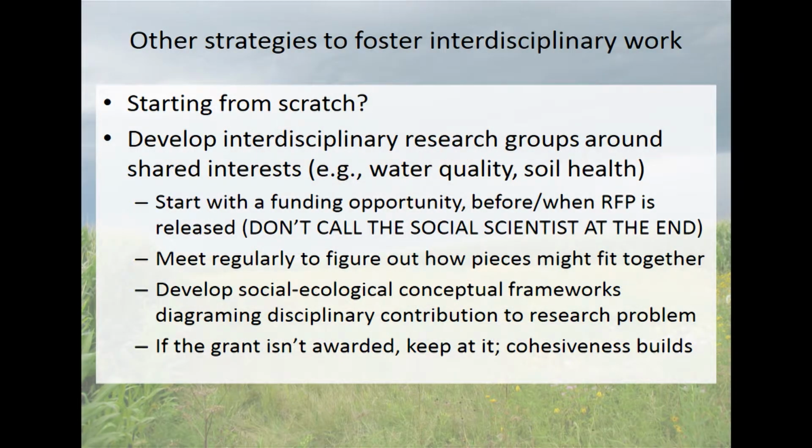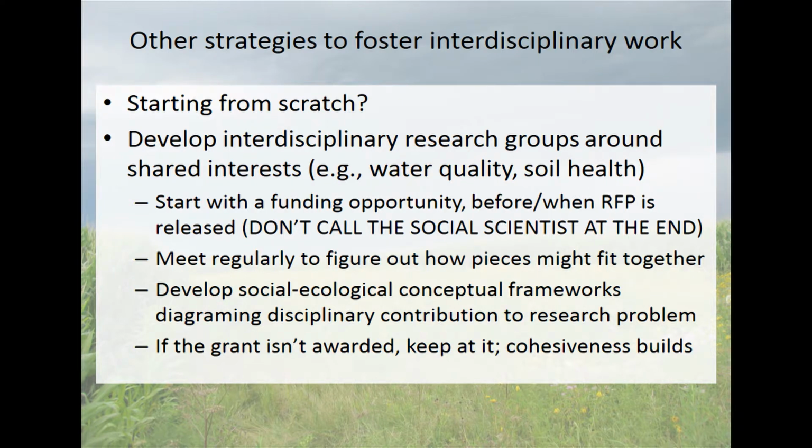I mean, this is probably the hardest part, but trying to figure out ways that you can publish articles with multiple sciences coming together, focused on singular research questions. Now, if you're starting from scratch, I know this is kind of a hard thing, but I think it's something that needs to be talked about a little bit. I think developing interdisciplinary research groups around shared interests like water quality and soil health, and getting them together and seeing how they can develop these long-term working teams.